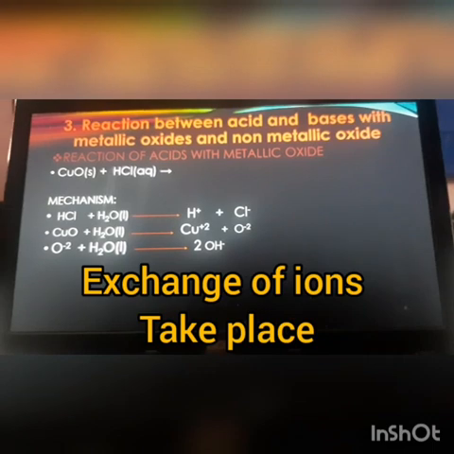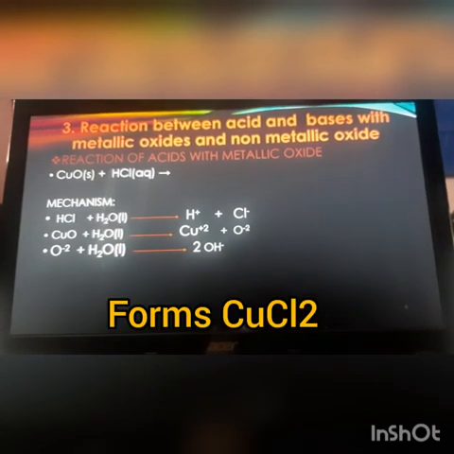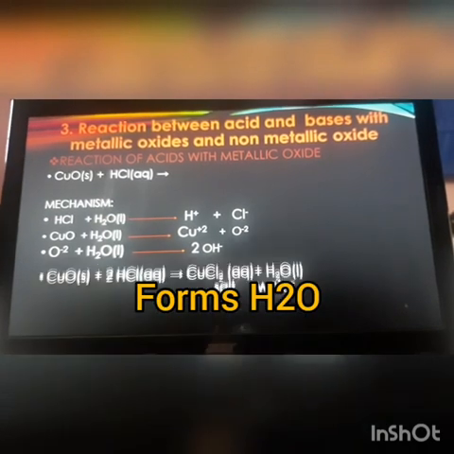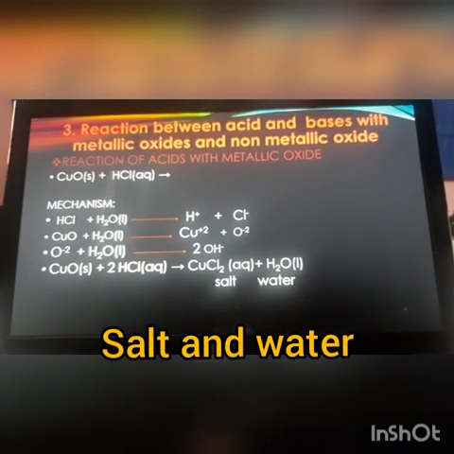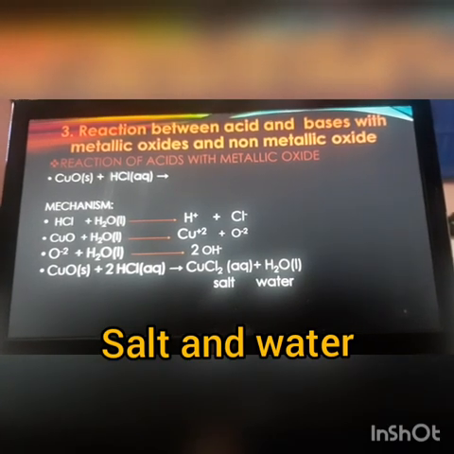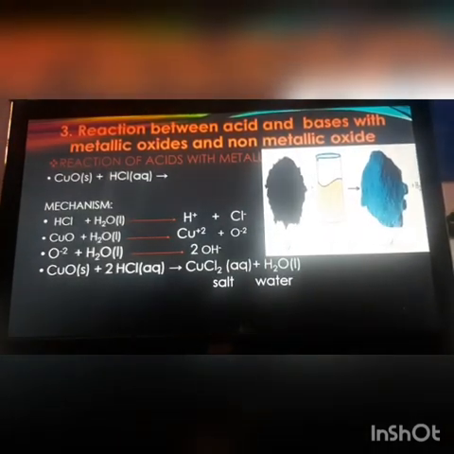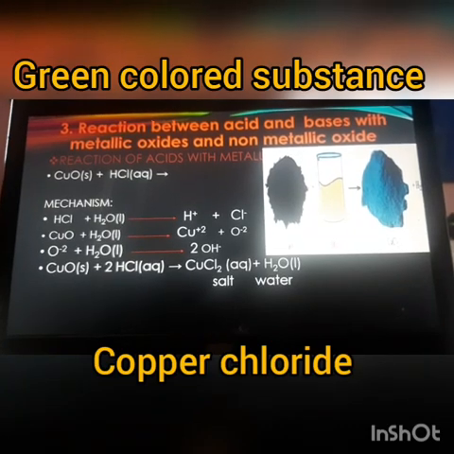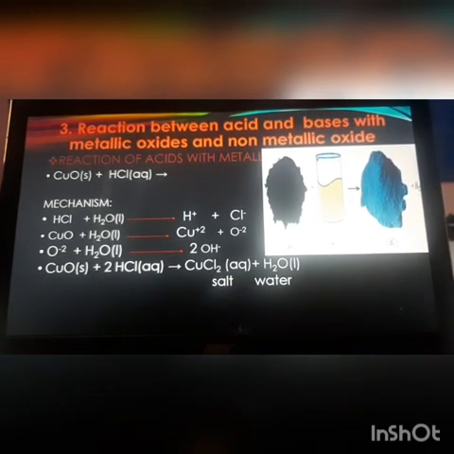The copper ion goes to the chloride ion, whereas hydroxide combines with the hydrogen ions. So the resulting products will be copper chloride and water. This forms a salt, the green colored substance, that is copper chloride, and water. So now we are able to see that when hydrochloric acid reacts with the copper oxide, they result in the salt and water.